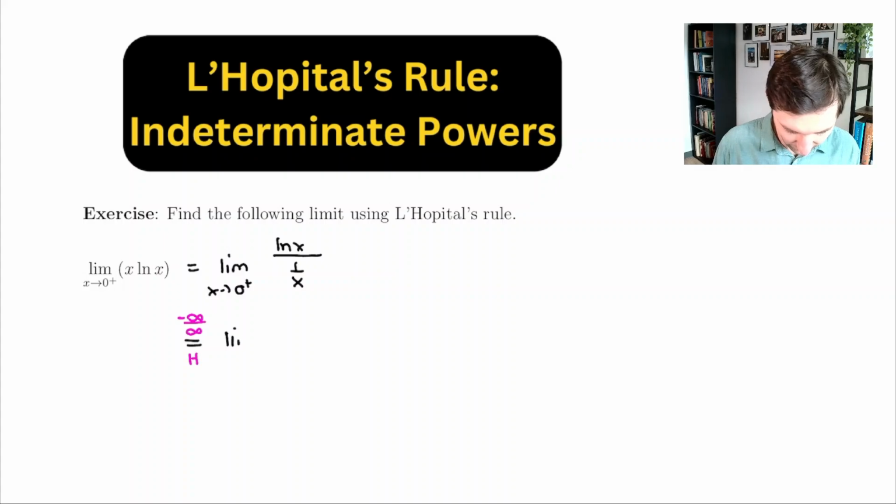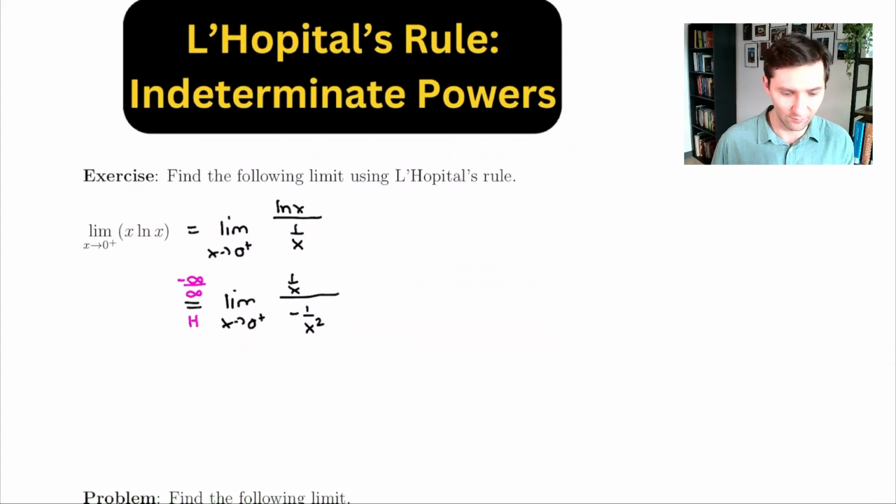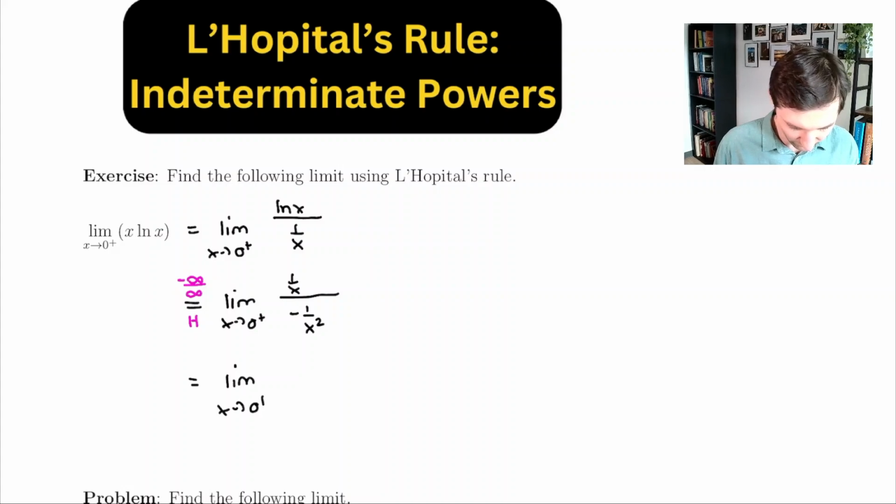And I get the limit as x goes to 0 from the right side of the derivative of ln of x, which is 1 over x. The derivative of 1 over x is negative 1 over x squared. I can simplify this expression and I get the limit as x goes to 0 from the right side of 1 over x times negative x squared.